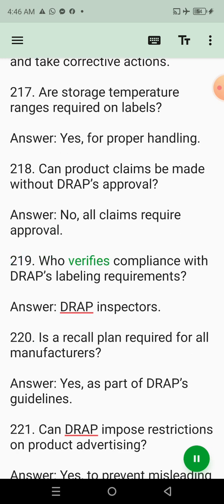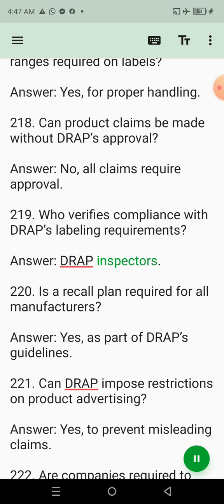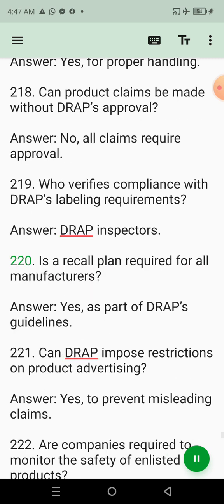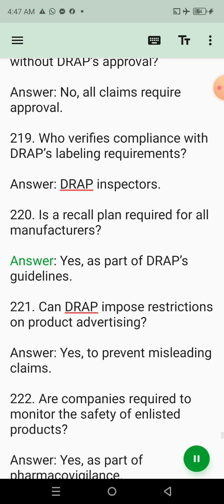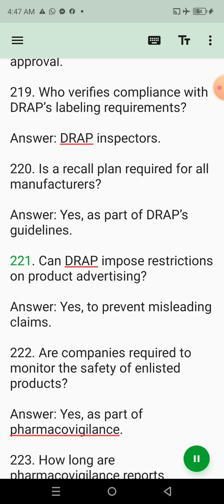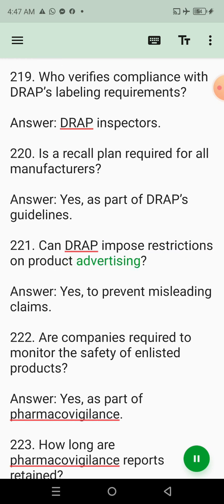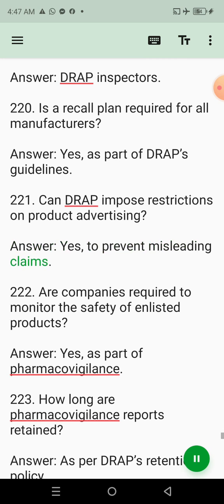219. Who verifies compliance with DRAP's labeling requirements? Answer: DRAP inspectors. 220. Is a recall plan required for all manufacturers? Answer: yes, as part of DRAP's guidelines. 221. Can DRAP impose restrictions on product advertising? Answer: yes, to prevent misleading claims.